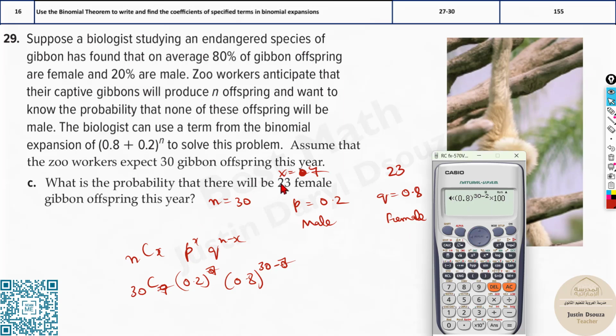Always remember, whatever they give is not necessarily x. You need to know what the p value is. If it's for male offsprings, then see how many, and if 23 out of 30 are female, male will be 7, and then substitute the values. So here it's 7, over here as well 7, and lastly we have 7. So the answer is 15.38%. That's how we solve this.